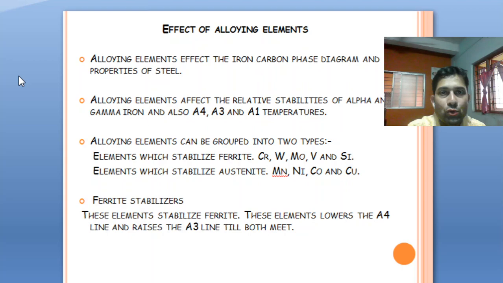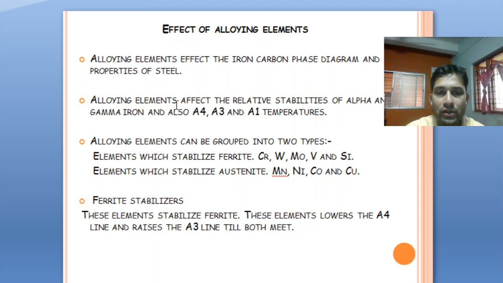Whenever we add alloying elements into the steel, they have a two-fold effect. One is that it will affect the iron carbon phase diagram, and the second is that it will affect its properties. How it affects the iron carbon phase diagram is that whenever we add alloying elements to the steel, it will increase the area of austenite or ferrite. In other words, it will raise or lower the A4, A3 or A1 line temperatures. I will explain more about that when I come to the iron carbon diagram.